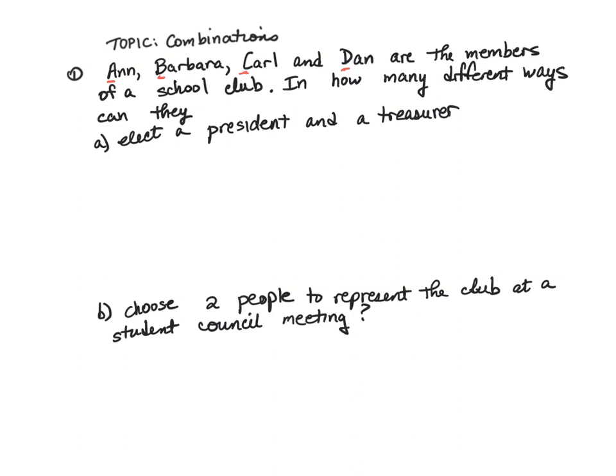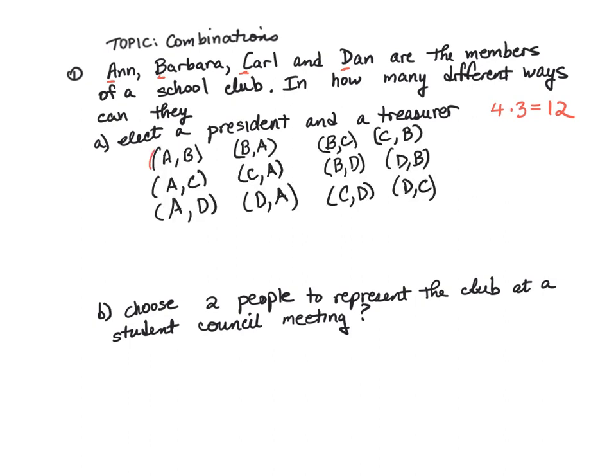Now, any one of these four students can be elected as president. After this happens, any one of the three remaining students can be elected as treasurer. Thus, there are 4 times 3, or 12 possible arrangements. We're going to use the initials to represent the students involved, and we could write these 12 arrangements as follows. Now I've listed all the 12 arrangements.